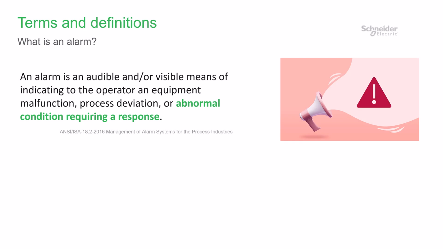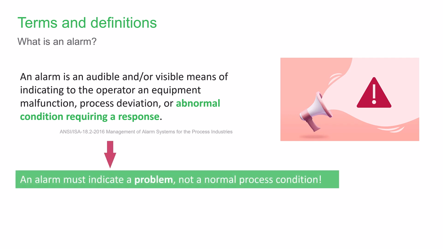We will start by explaining some basic terminology and definitions. First, let's clearly define what we understand by the term alarm. According to the industry standards, an alarm is a means of indicating the presence of an abnormal condition that requires operators' response. That means the alarming should only be linked to problems happening in the system, and alarms should not be associated with informing about normal, expected process conditions.